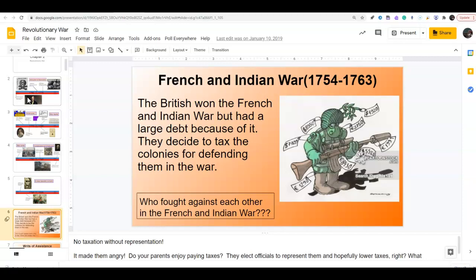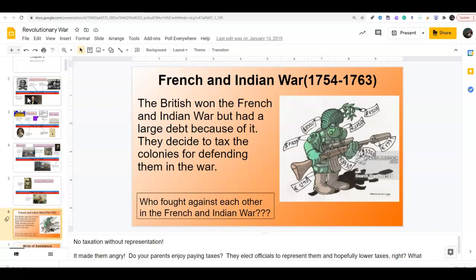So the first thing that we have here is the French and Indian War, which was fought from 1754 to 1763. This was a war between the French and the Indians versus the British and the colonists. It was won by the British and the colonists. However, what it did is cause a huge war debt.